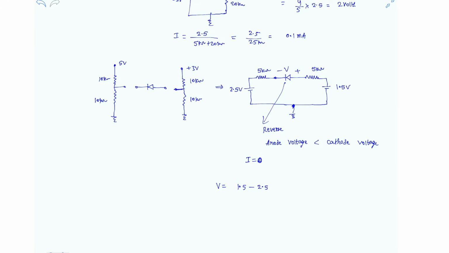The voltage V is nothing but anode side voltage minus cathode side voltage. Because there is no current flowing across the diode, the left side voltage is 2.5 volt, that is the cathode voltage, and the anode voltage is 1.5 volts. So it is minus 1 volt. Clearly, by seeing this also we can say that the diode is in reverse bias, because the voltage across the diode is negative. So the required answer is voltage V equals minus 1 volt and I equals 0 amps. Thank you.